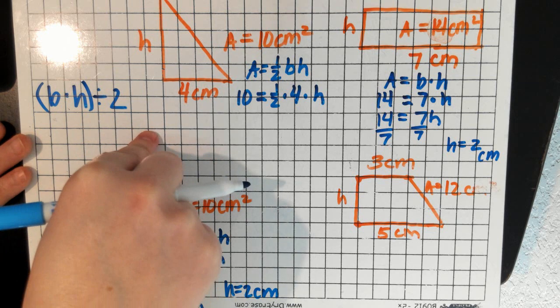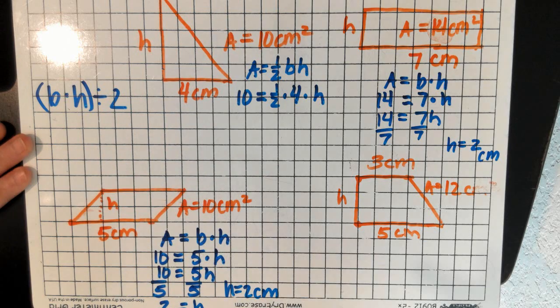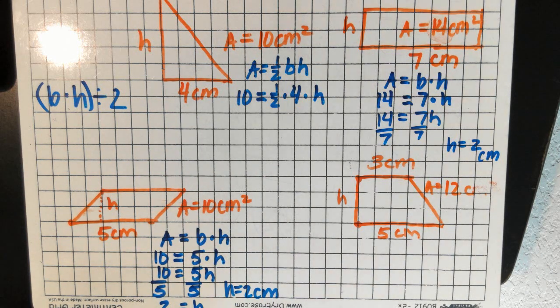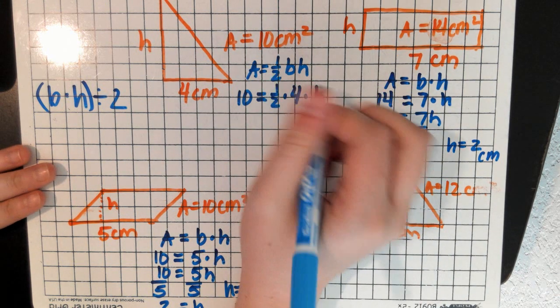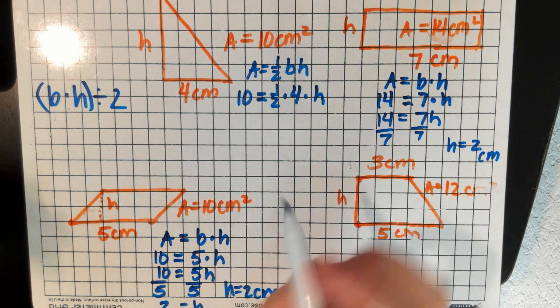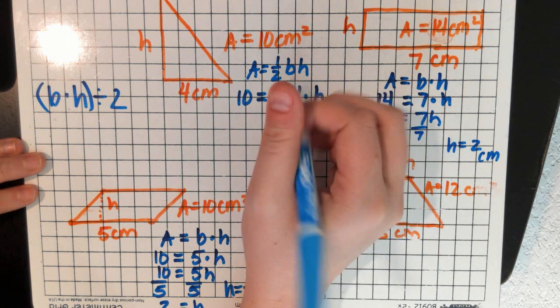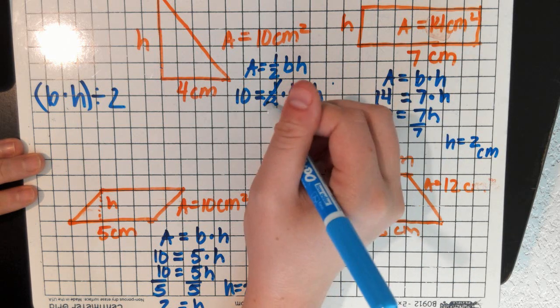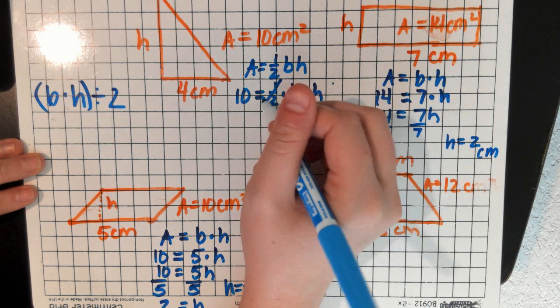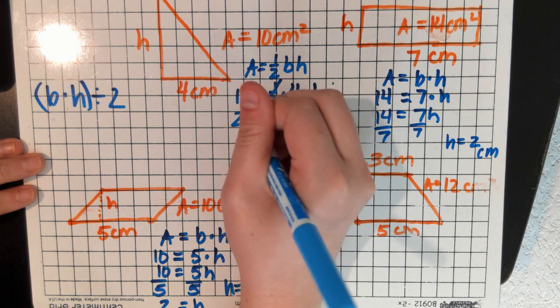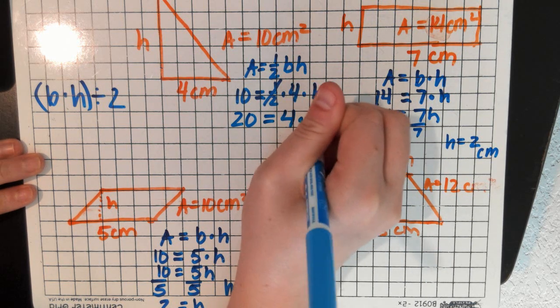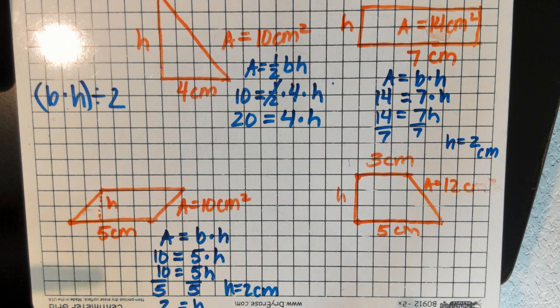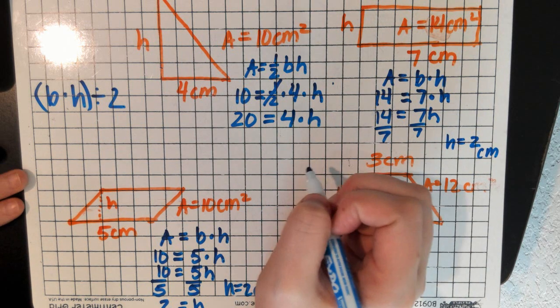So if you divide by 2 last, what's the opposite of dividing by 2? Multiplying by 2. So I like to do it that way. I feel like it's a little bit easier. So I basically am turning it back into a rectangle when I do this. So I'm going to get rid of that half by multiplying both sides by 2. So what's 10 times 2? 20. So now what I've done is I've turned it back into a rectangle. Okay, so that's how I got rid of that half.